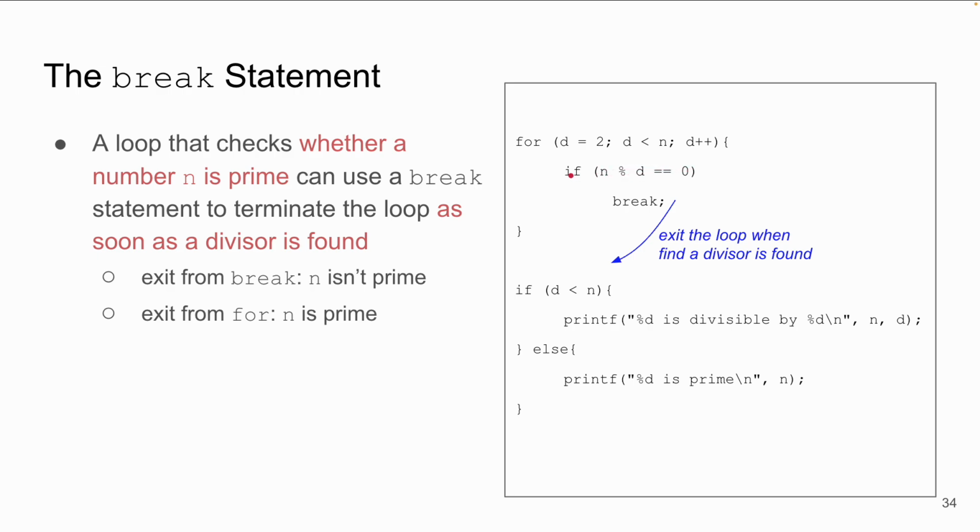So as long as we find that this is true, the statement for this if statement is break, then we will just break out from the for loop and jump to the next line after the for loop. You can see we have another selection statement to test whether d is still less than n, so that means that this d can divide n. And if d is not less than n, that means that n is prime. So this is one example of how to use a break statement with a for loop.